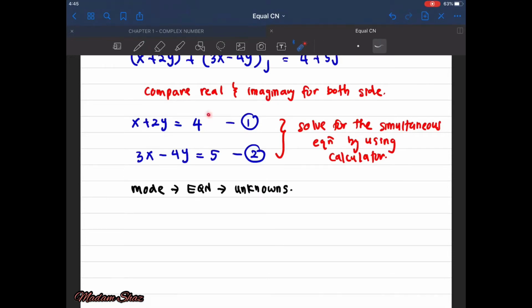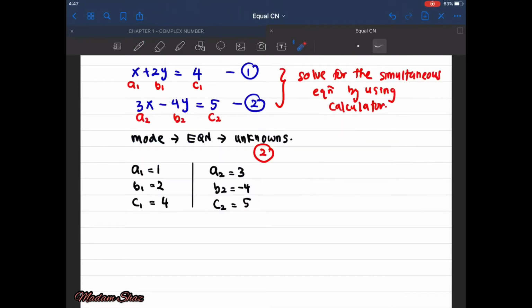So since we have two equations here and our variables are x and y, so for the two unknowns here, you will use the calculator's two-unknown mode. The calculator will ask you to key in the values for A1, B1 and C1. From the first equation, A1 is the value for the x, so A1 is equal to 1. B1 is the value for the y, so B1 is equal to 2. C1 is the value on the right hand side, so therefore C1 is equal to 4.